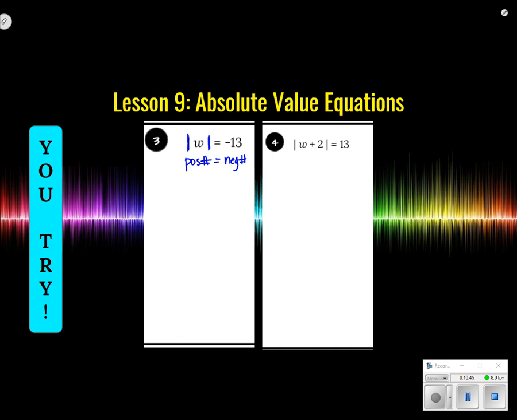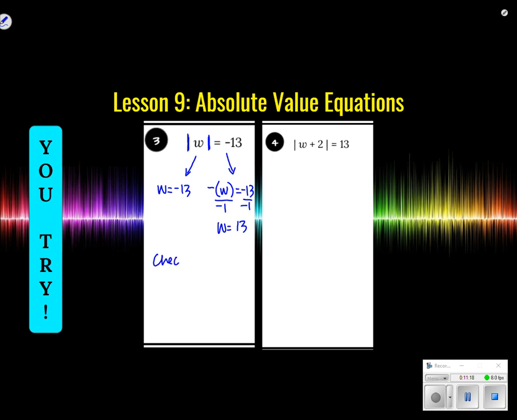But let's say for just a moment, you didn't realize that. You didn't even check to see if it equals a negative number. You're like, I'm ready to split into 2. Let's see what happens there. So that would mean I would have W equals negative 13 and then negative W equals negative 13. And then here I would divide by negative 1, and so I would get W equals 13. And you would still get 2 answers. You probably are feeling pretty good about yourself, but this is where the check will help you.